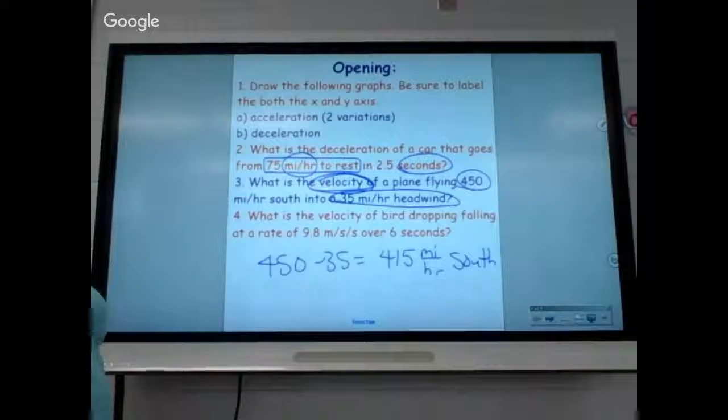Okay. All right. Number 4. The velocity of bird droppings fall at a rate of 9.8 meters per second per second. And how much is the velocity of those bird droppings if they fall for 6 seconds? So you're gonna do 6. You gonna cross multiply? Yeah.